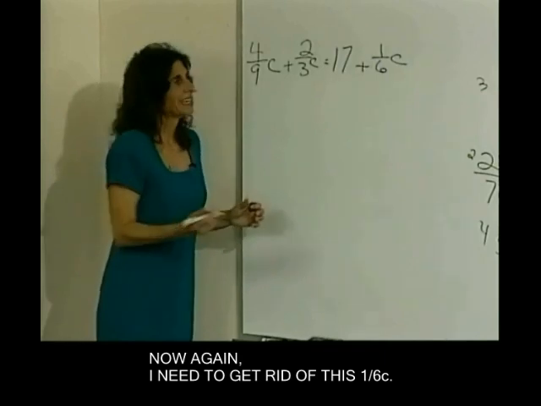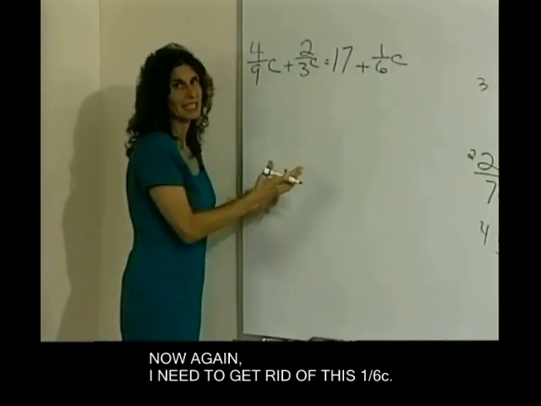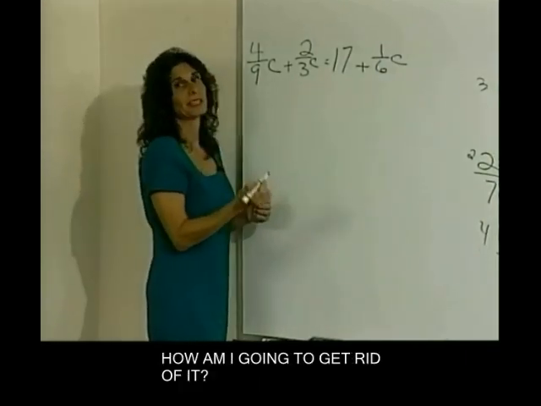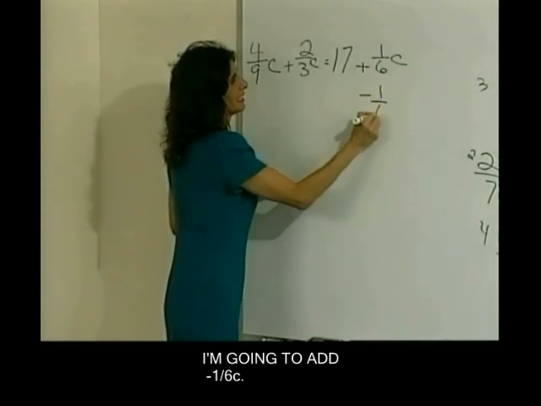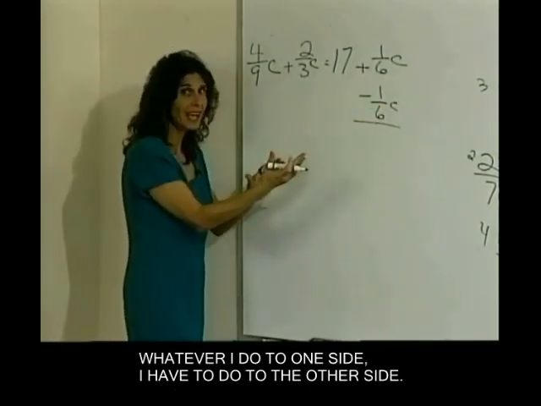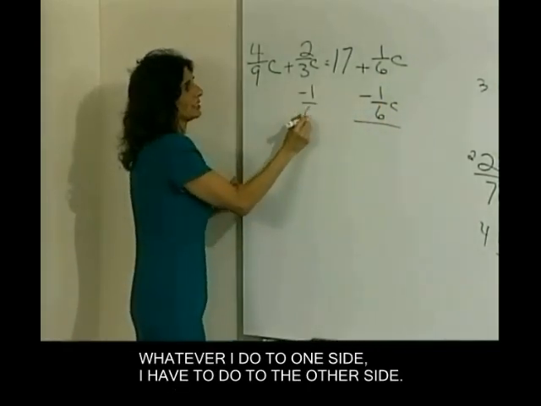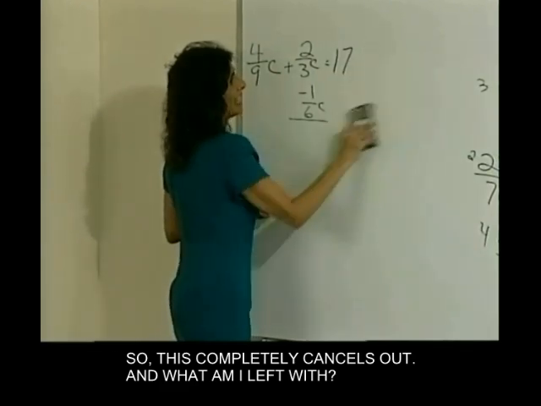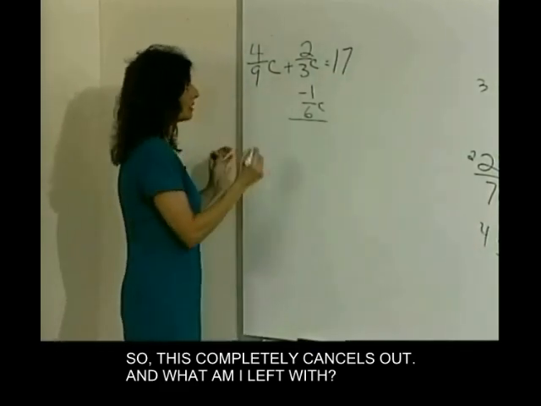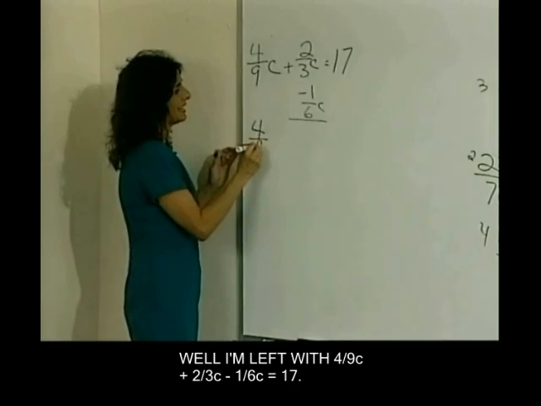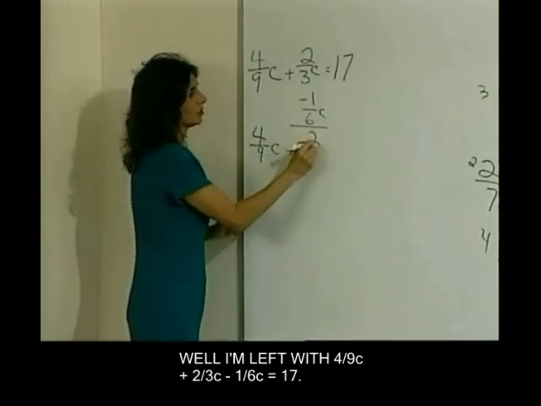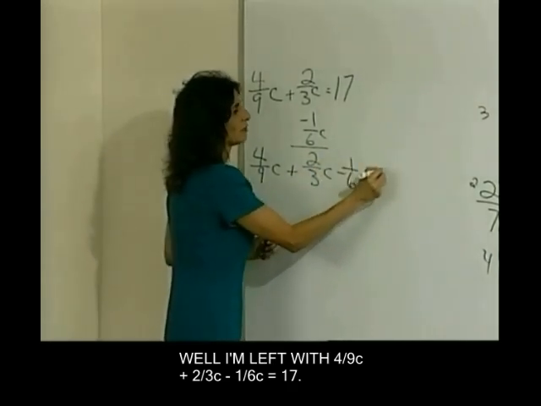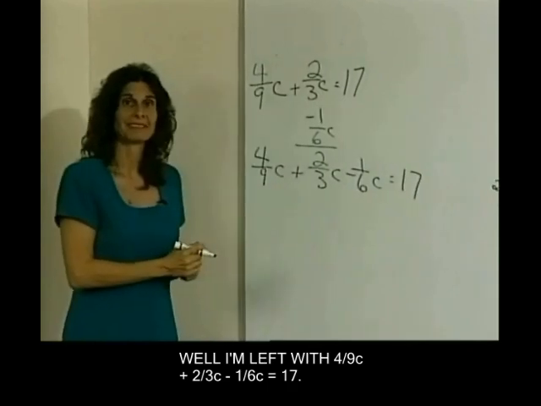Now again, I need to get rid of this 1/6 c. I need to bring my letters on one side, my numbers on the other. And how am I going to get rid of it? I'm going to add a negative 1/6 c. Whatever I do to one side, I have to do to the other side. So this completely cancels out. And what am I left with? Well, I'm left with 4/9 c plus 2/3 c minus 1/6 c equals 17.